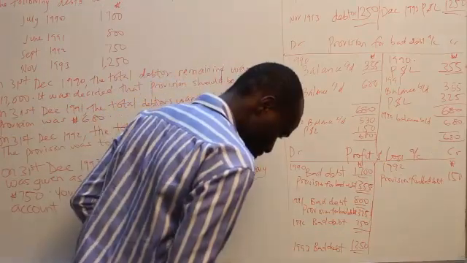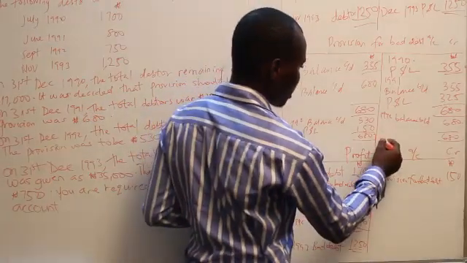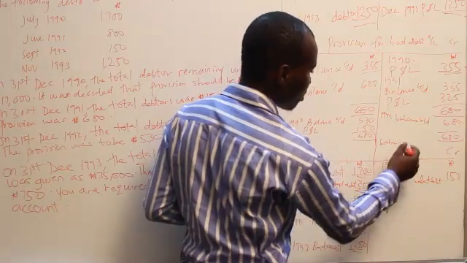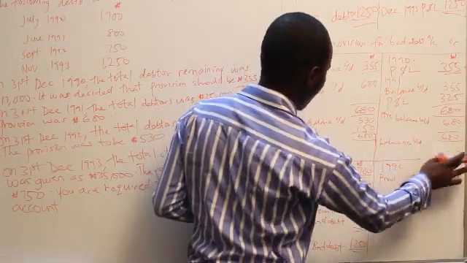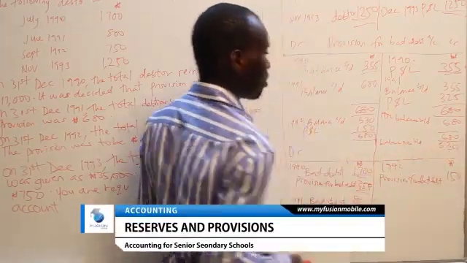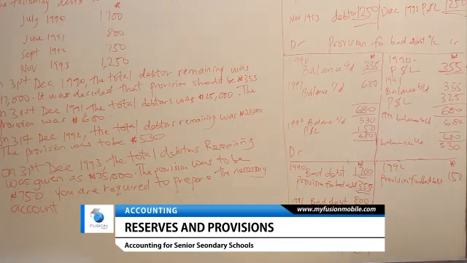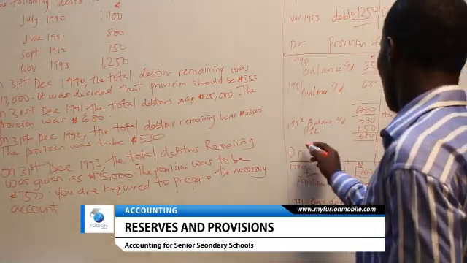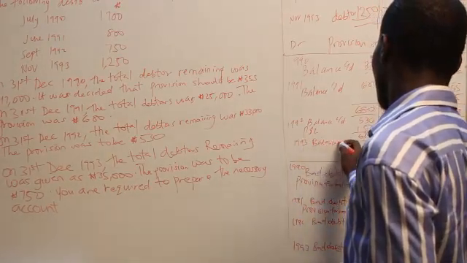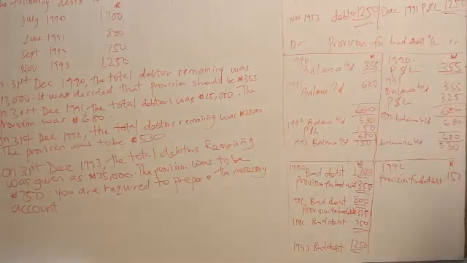So in the next year, we have balance brought down. So we can clean this so we can have some space. Balance brought down. So we have 530. So we have 530. So a new provision is made in 1993 to be 750. So 1993 balance carried down. So we have 750. So this is also an increase in provision for bad debt.